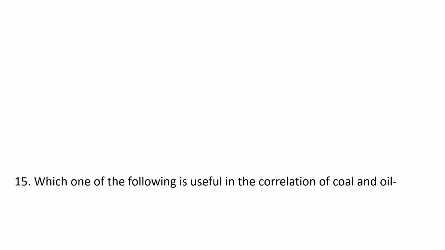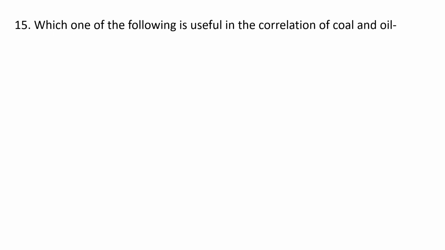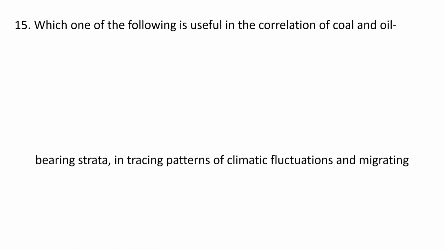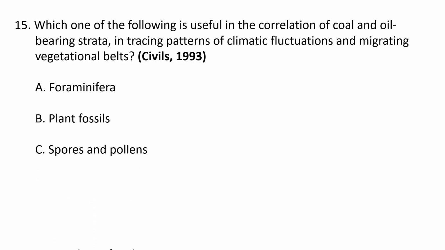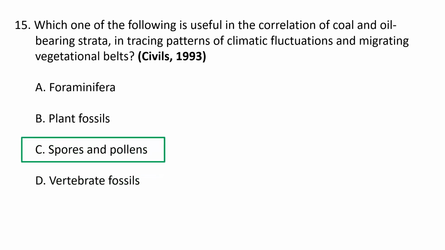Next question. Which one of the following is useful in the correlation of coal and oil bearing strata, in tracing patterns of climatic fluctuations and migrating vegetational belts? A. Foraminifera, B. Plant fossils, C. Spores and pollens, D. Vertebrate fossils. So C, spores and pollens, is the correct answer. In many coal basins, groups of coals and sometimes individual coals can be correlated based on their spores and pollen content. So C is the correct answer.